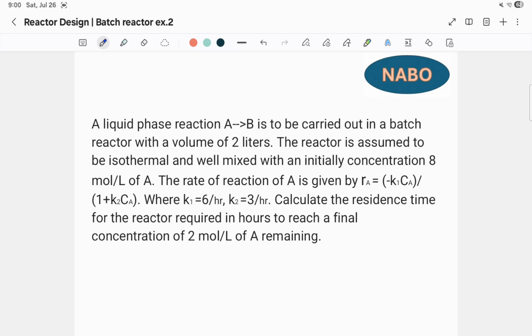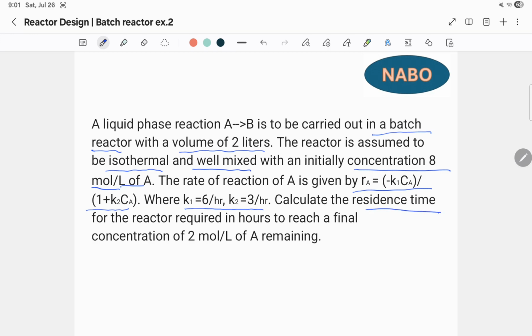Let's start by reading the problem statement. A liquid phase reaction A to B is to be carried out in a batch reactor. We identified the reactor we'll be working with has a constant volume of 2 liters. The reactor is assumed to be isothermal, basically meaning that the temperature will be constant, and well mixed, with an initial concentration of 8 moles per liter of A. The rate of reaction is given by this equation here, where K1 and K2 are given.